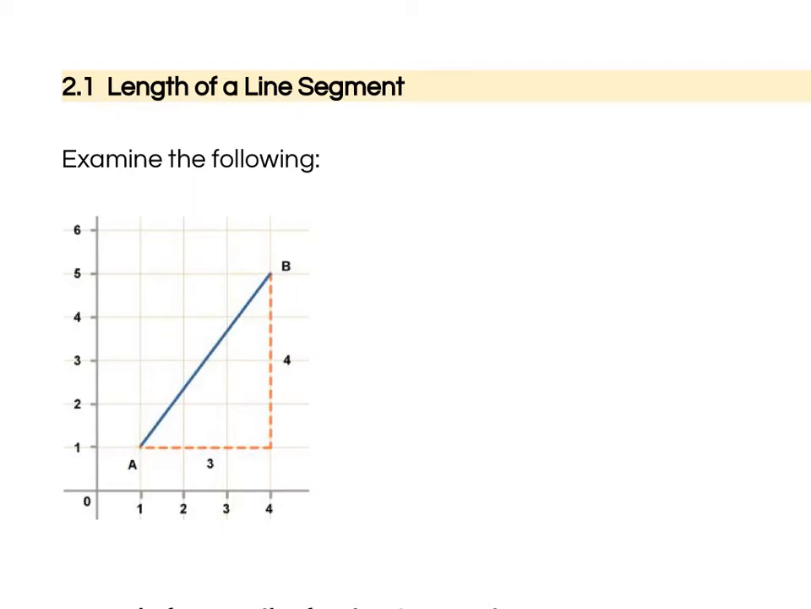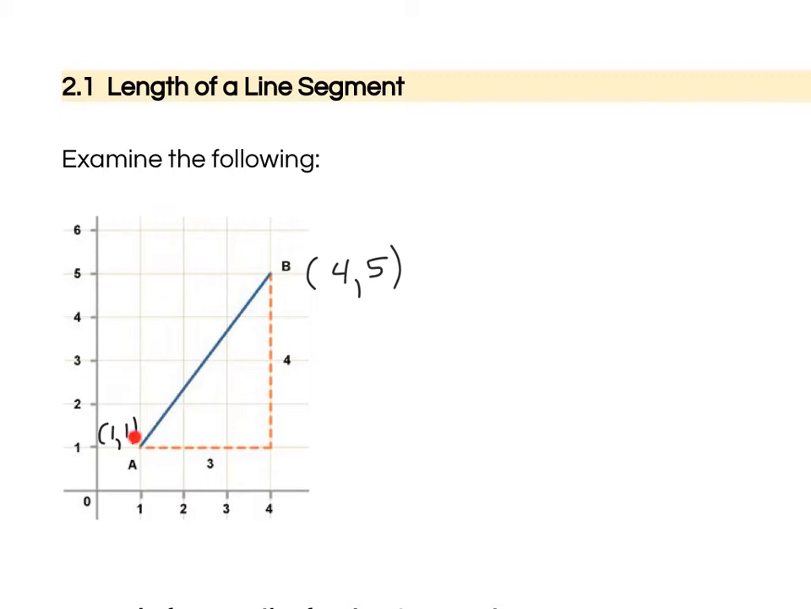I could label those coordinates: here we have 1 and 1, and over here I have 4 and 5, right? And I can think of the length of this line as getting from point A to point B. The distance between those is really just the length of the line, and I'm trying to determine that.